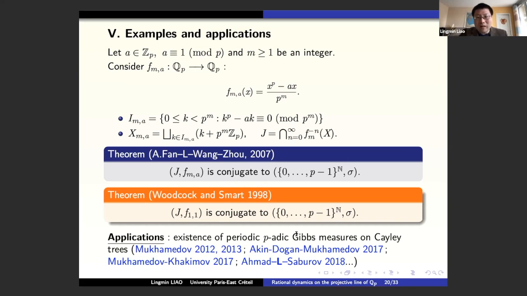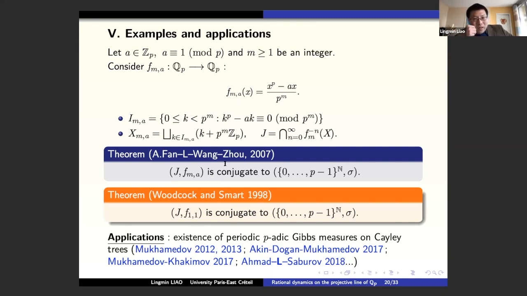And in this direction, in fact, we can find many applications on p-adic Gibbs measure on Cayley tree. So you can find many works of Mukhamedov, and I also have a work here. So in fact, usually if you can prove your... I will talk about a little bit.